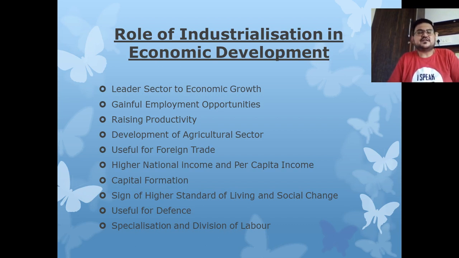Industrialization has developed the agricultural sector. It has used a lot of foreign trade, as in selling our goods outside and purchasing goods from outside. Because of industry, there is a rise in national income and per capita income. A lot of capital gets formed. We are able to produce more machines which can further produce more machines. Higher standard of living, social change. Defense services are improving because most of our weapons are being produced by our industries. We can divide the labor, divide the work, create specialization. So all these are the advantages of industrialization and economic development.